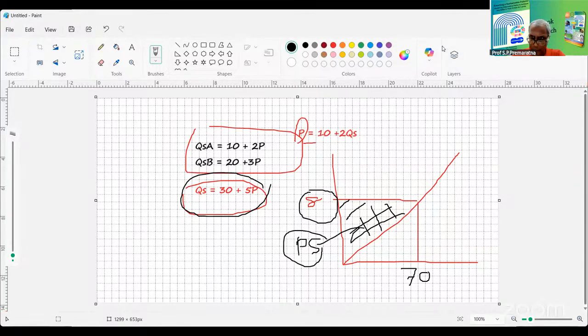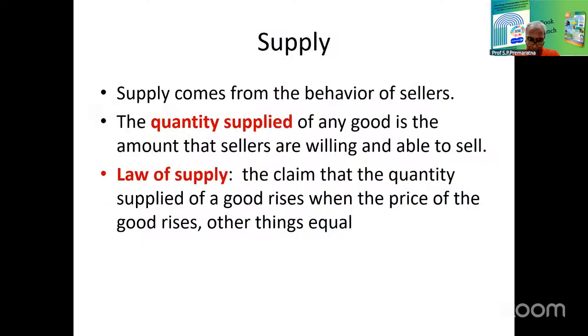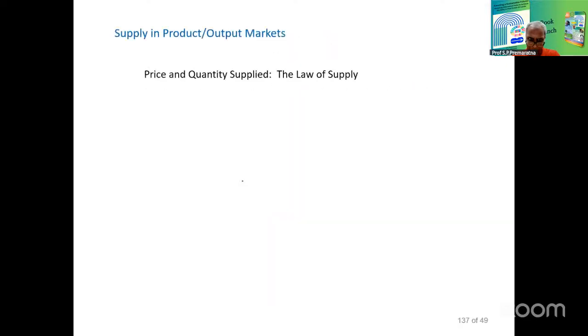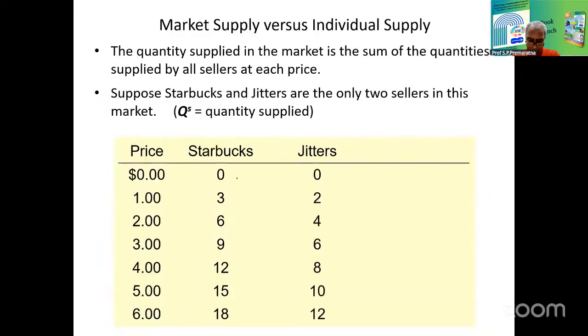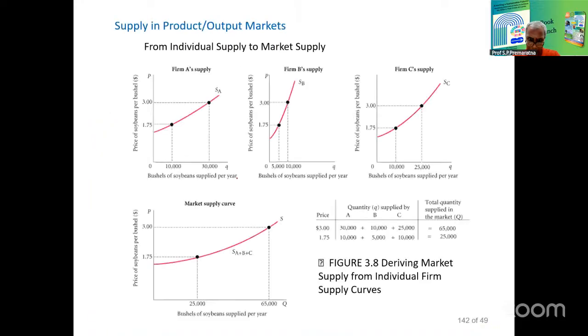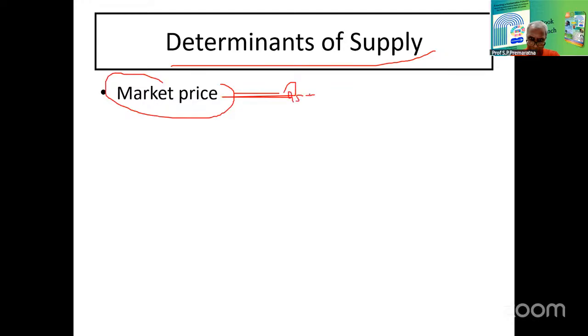And we also learned the other determinants last time, apart from the law of supply. So we drew those supply curves and things, and the market supply again, those things we did. The determinants of supply we also learned. One of the main or key determinants is the market price. So that's what we discussed: supply depends on the market price.